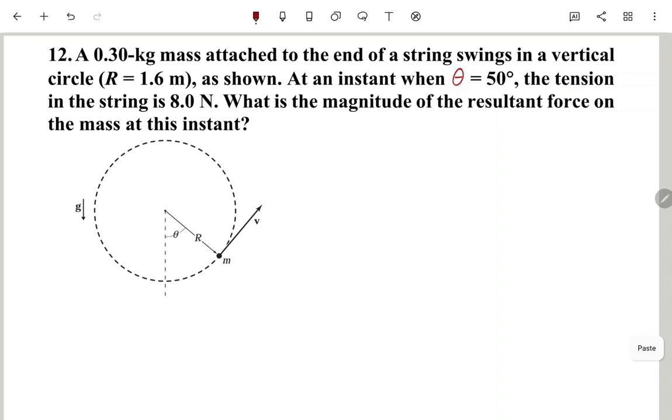A 0.3 kilogram mass attached to the end of a string swings in a vertical circle with radius 1.6 meters as shown. At an instant when theta equal to 50 degrees, the tension in the string is equal to 8 newtons. Now, what is the magnitude of the resultant force on the mass at this instant? To solve this one here, this is theta equal to 50 degrees.